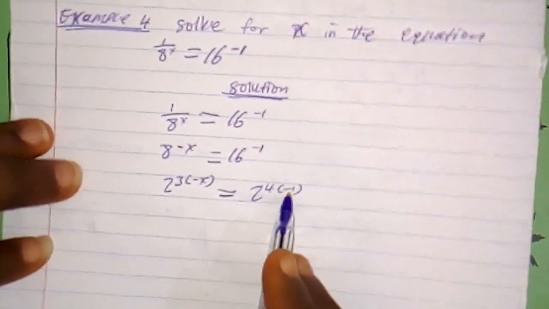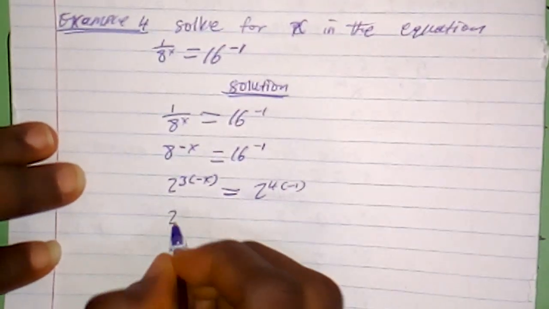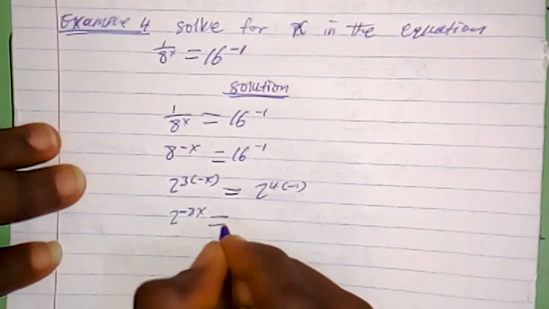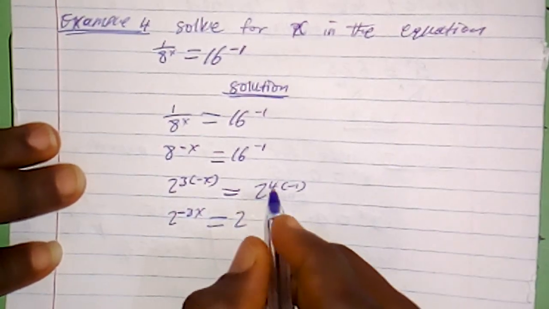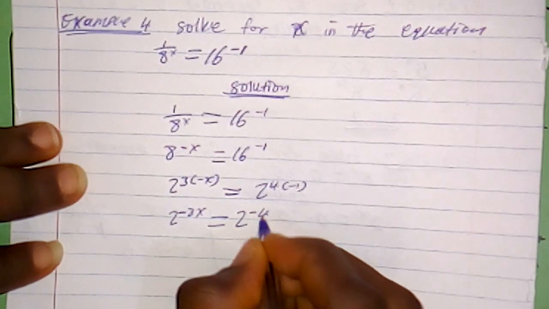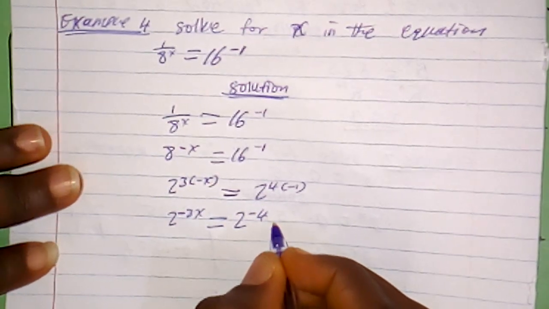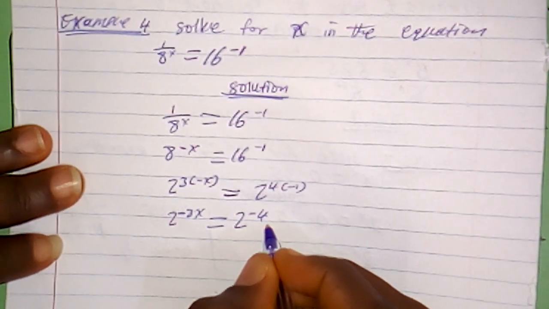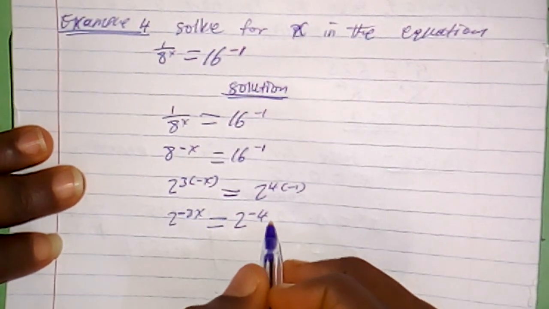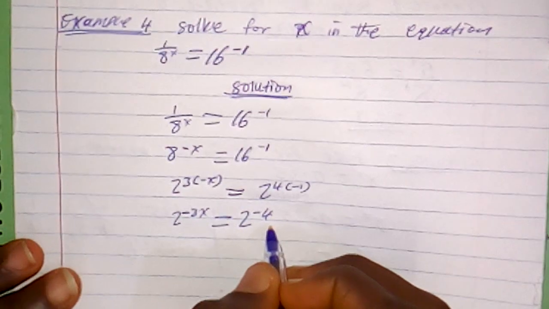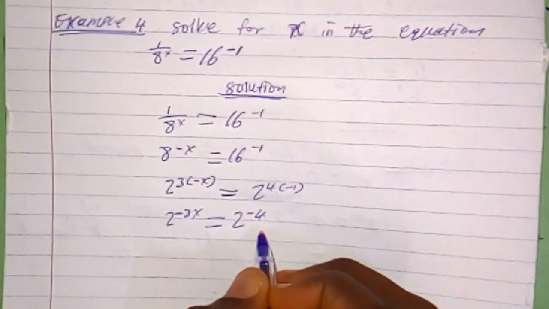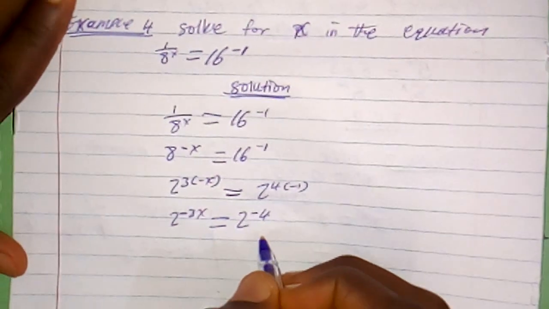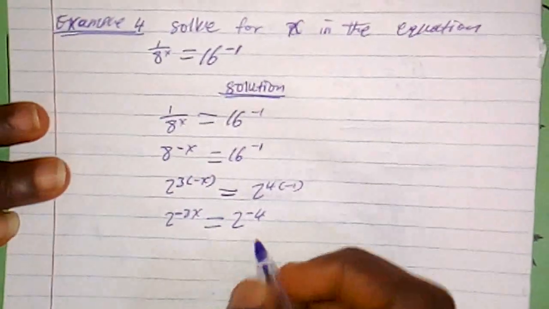Remove the brackets. 2 raised to the power what? 3 times minus x is just minus 3x, equals to 2 raised to the power what? 1 times minus 4 is just minus 4, right? If you use your calculator. What next? Once we have simplified the base, always the bases must be the same in exponential equation, especially for linear. Normally, right? They must be the same.